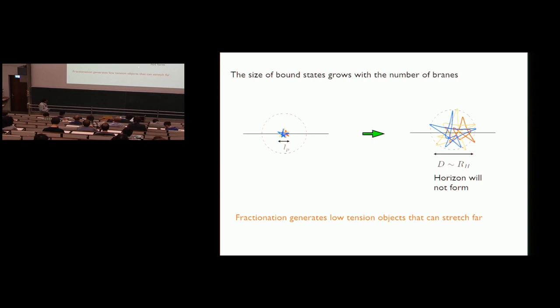The horizon doesn't form. We just saw that once you have these extended objects of string theory, you get a new kind of physics that you did not have with point particles: when these objects bind in certain ways, they generate fractional tension objects. The more branes you have, the lower the effective tension of the effective objects you make, and the further they can stretch. Now you can see that you have something new to say about black holes, in the sense that the size can grow. And indeed, when you make those bound states one by one, you find that's exactly what is happening.